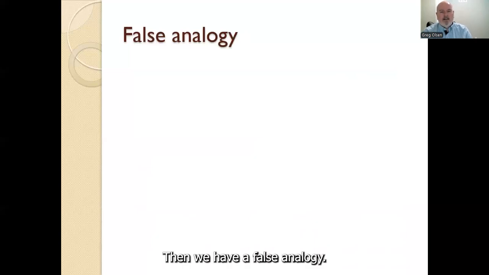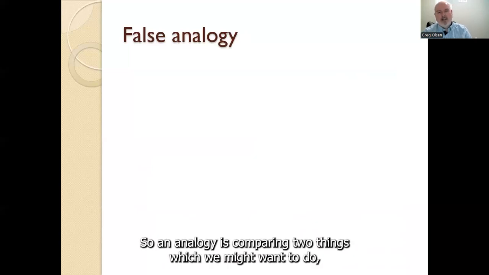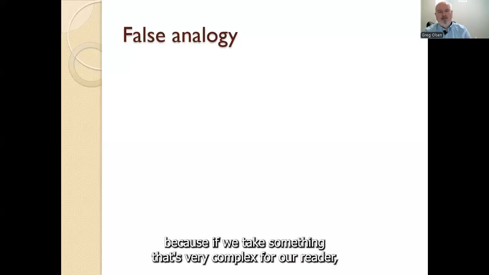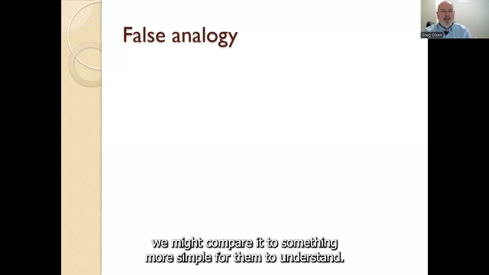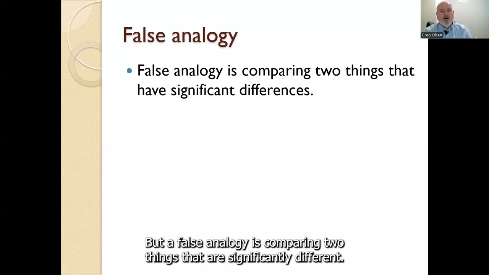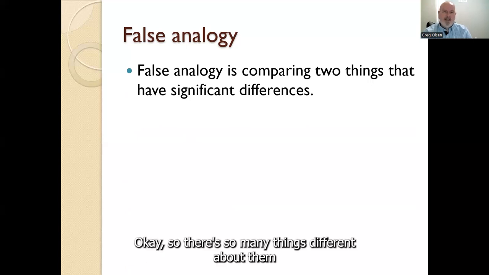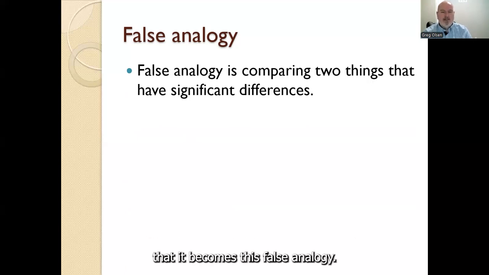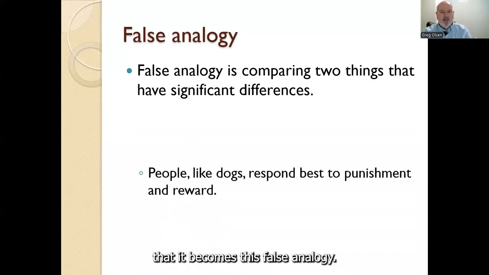Then we have a false analogy. So an analogy is comparing two things, which we might want to do because if we take something that's very complex for our reader, we might compare it to something more simple for them to understand. But a false analogy is comparing two things that are significantly different. Okay, so there's so many things different about them that it becomes this false analogy.